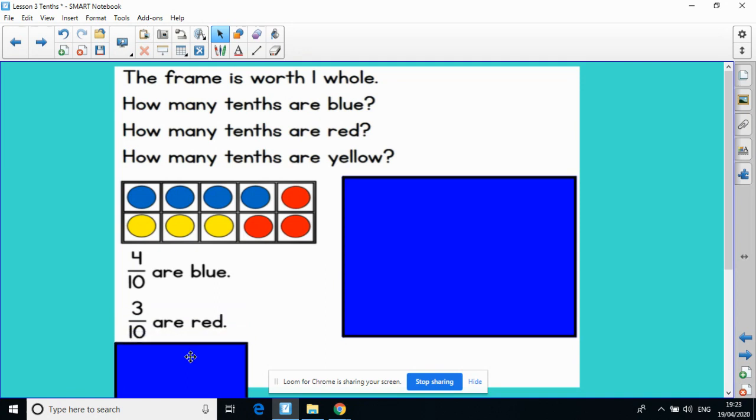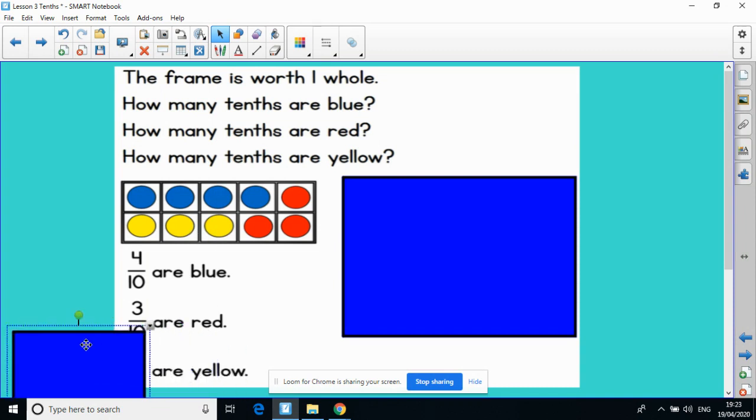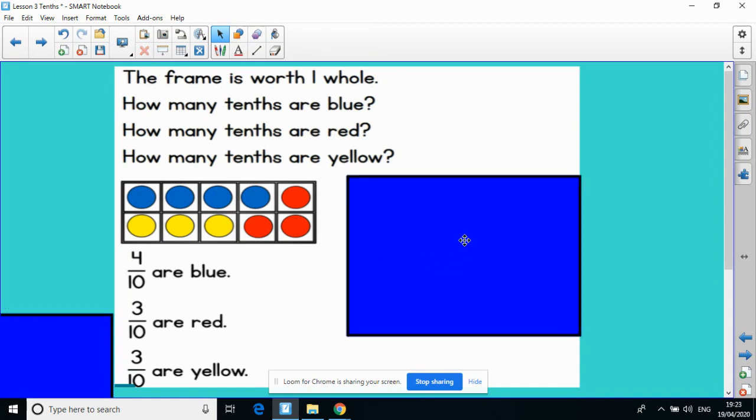3/10 are red. 3 out of 10 are red. How many are yellow? 1, 2, 3. 3/10 are yellow. 3 out of 10 are yellow.